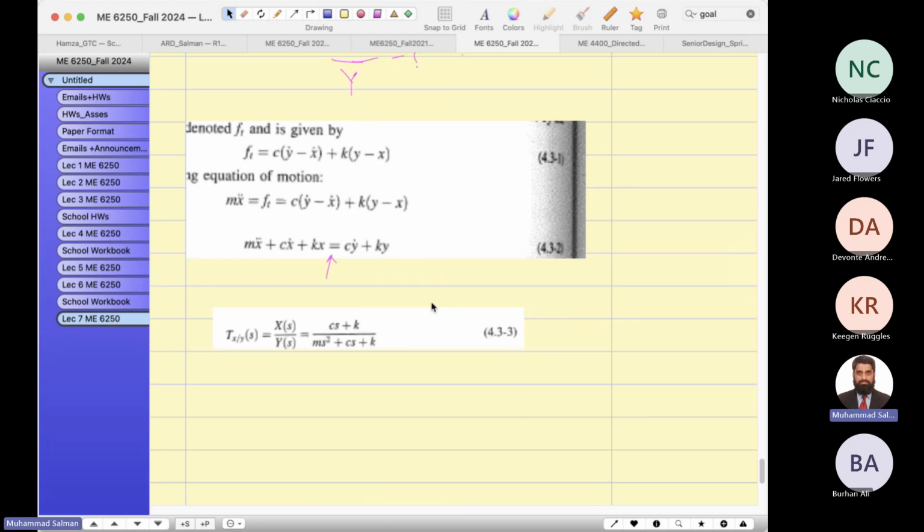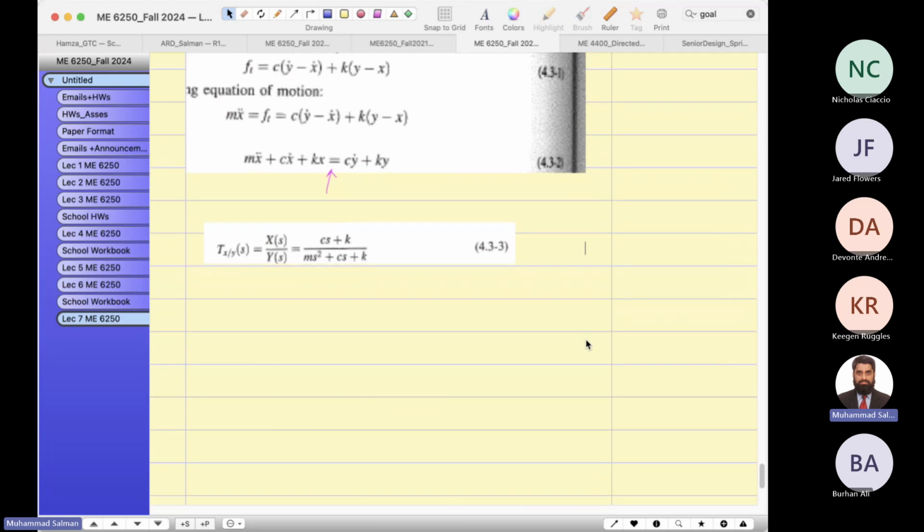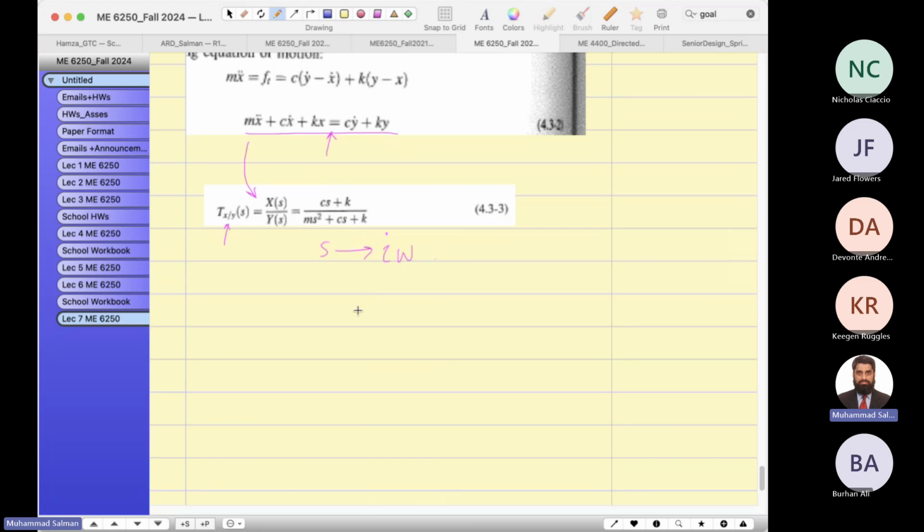We are interested in the output displacement, which, if it is a car, is my whole body vibrating at an amplitude X. If you take the Laplace transform of this differential equation of motion, you should get this answer. This is the displacement transmissibility. And if you replace s by j omega, because we want to see the frequency response, right now it is in the Laplace domain, so you will find the frequency response.